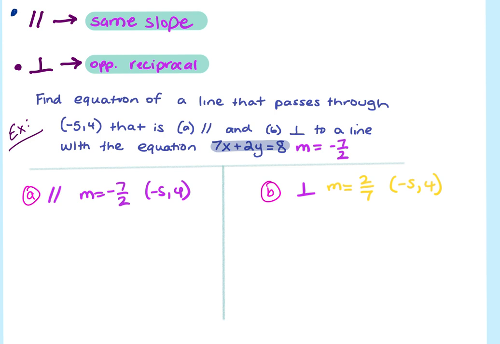All right, then I plug it in. Remember, you can plug it into y = mx + b, solve for b, and then plug that back in with your m. Or you could plug it into point-slope. So I'll do one of each. Point-slope would be y - 4 = -7/2 (x - (-5)), which is x + 5.